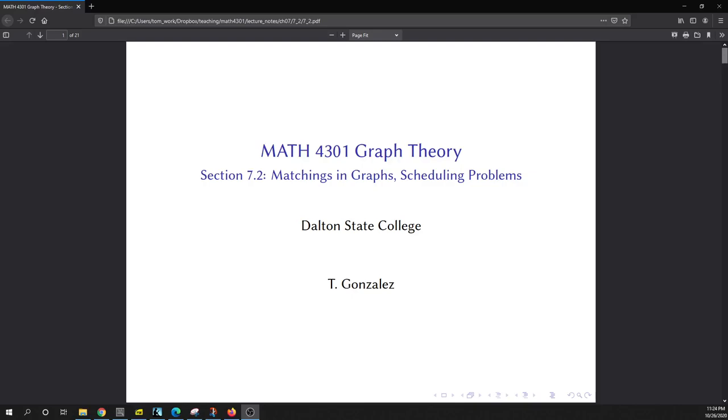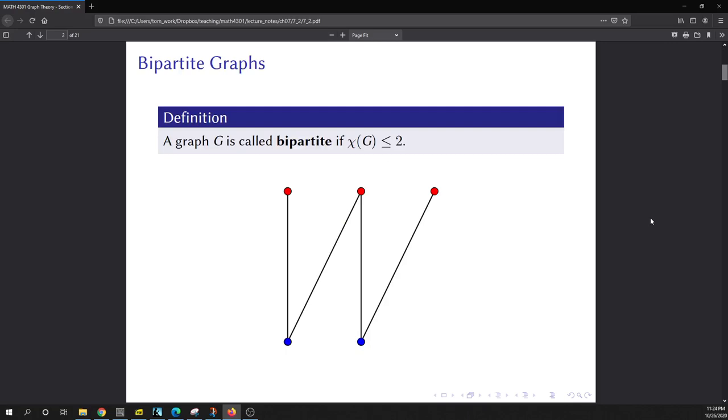In this video, we are going to talk about section 7.2, that's matchings and graphs and scheduling problems. So first off, we need to talk about bipartite graphs. A graph G is called bipartite if the chromatic number of G is less than or equal to 2.